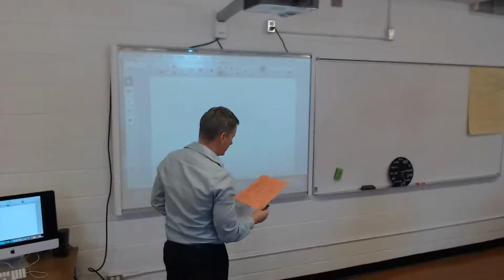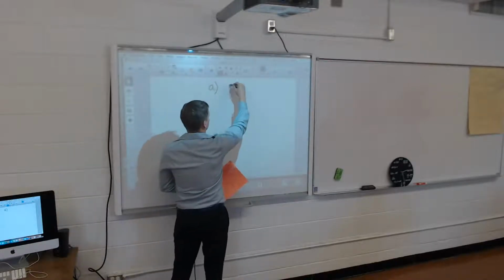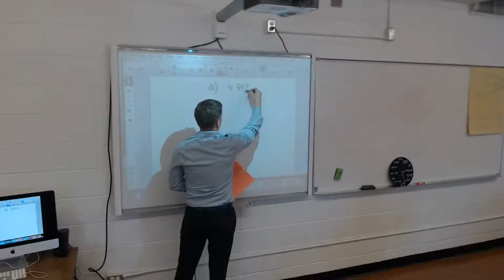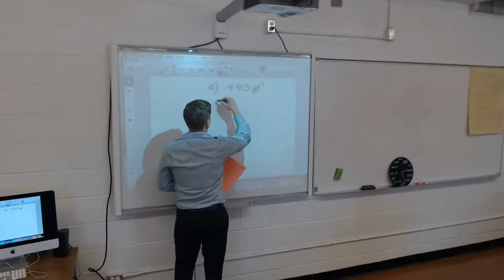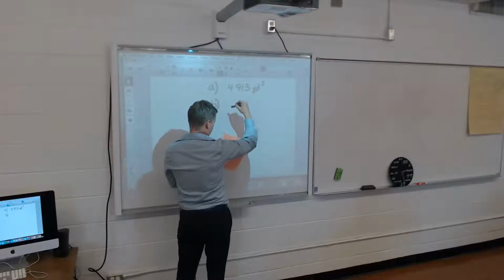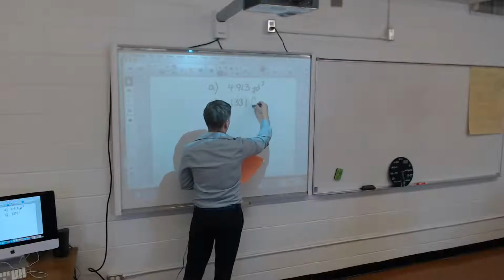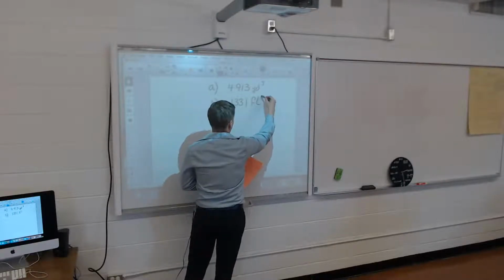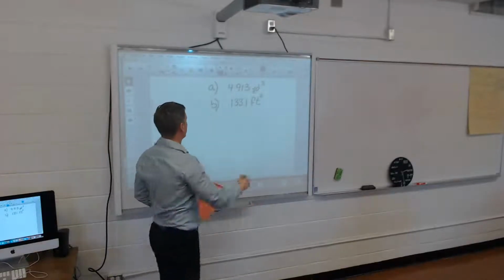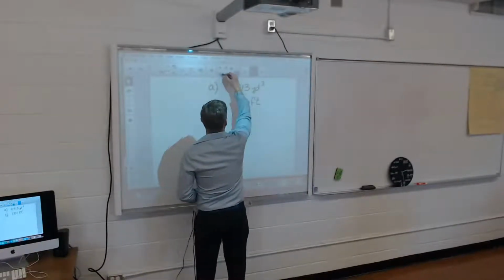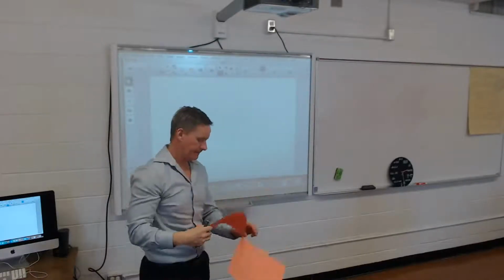And then in the next one, we had to do 17 cubed, which is 4,913 yards cubed, right? And in B, I have 11 cubed, which is 1331 feet square. Done. Oh, that's cubed. Cubed. Okay.